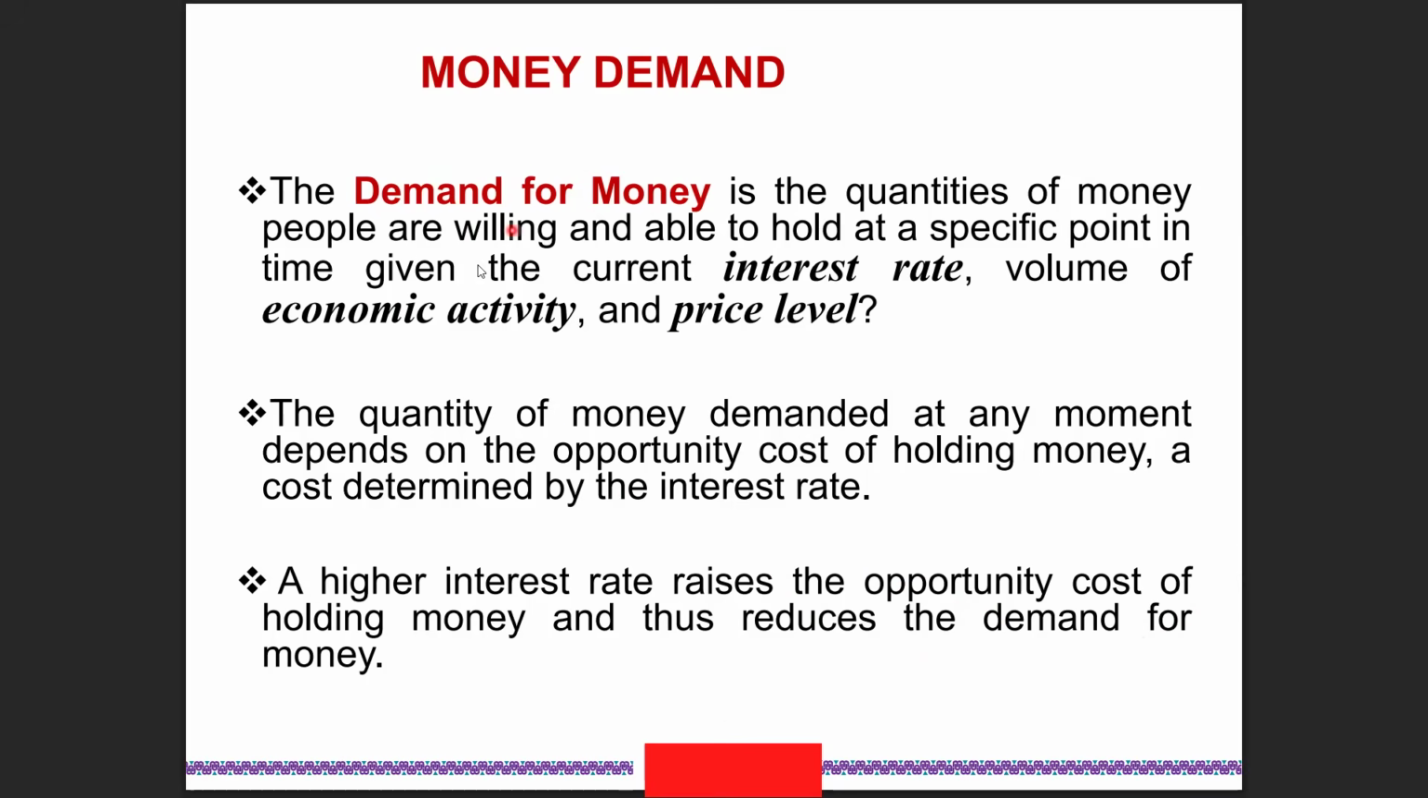Essentially, what they're talking about here is that the demand for money is the quantity of money that people are willing and able to hold at a specific point in time, right? And the amount of money that people are willing to hold is determined by the interest rate, the economic activity, and the price level, right? And the opportunity cost of holding money is the interest that you could be earning, right?